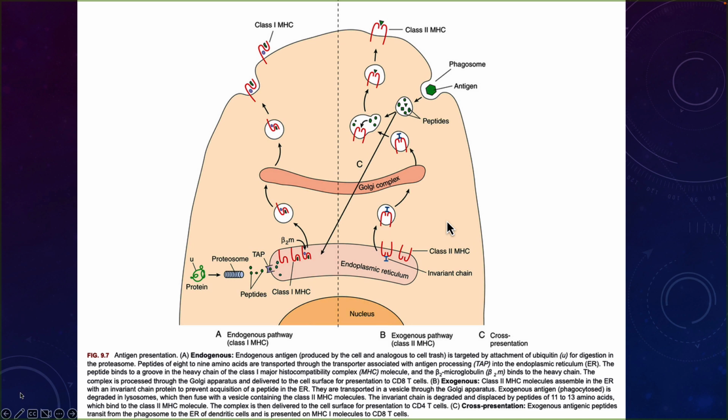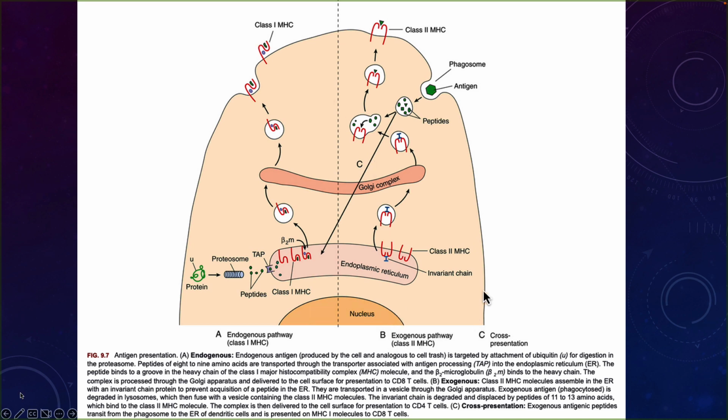And again, here it's showing you the pathway. MHC class 1 is sometimes called the endogenous pathway because it's presenting intracellular antigens. So there's an antigen that's found on the inside of the cell, it's digested, loaded onto the MHC in the ER, and eventually expressed on the surface of the cell.